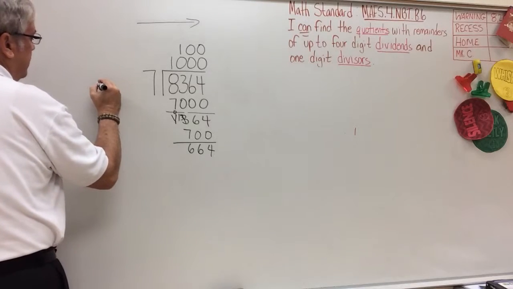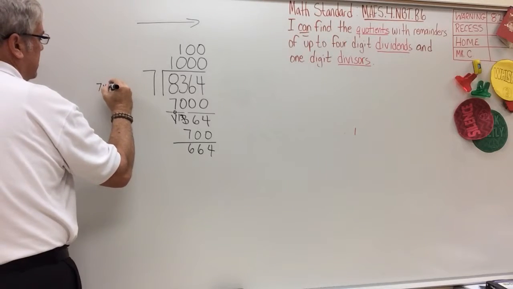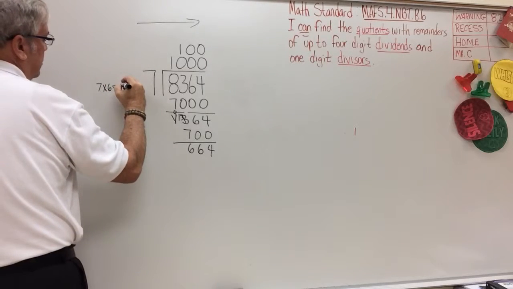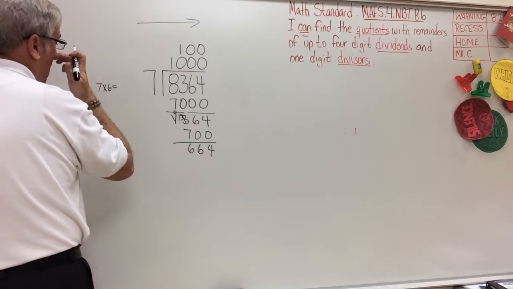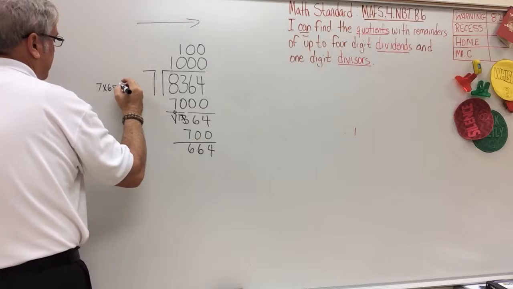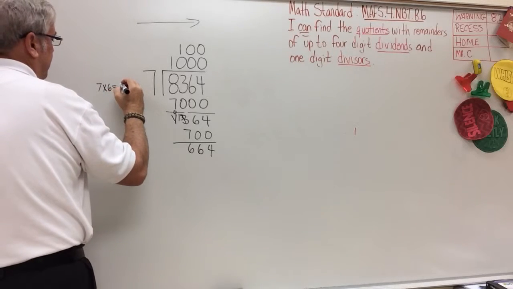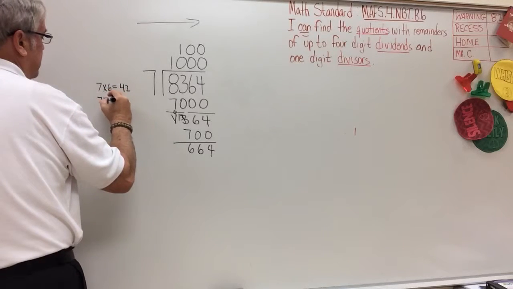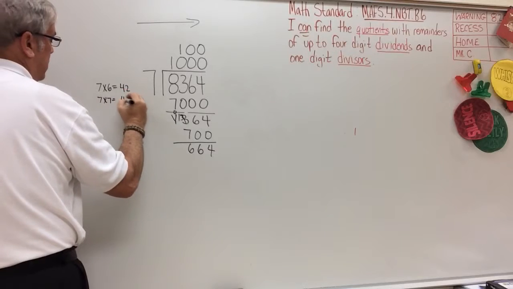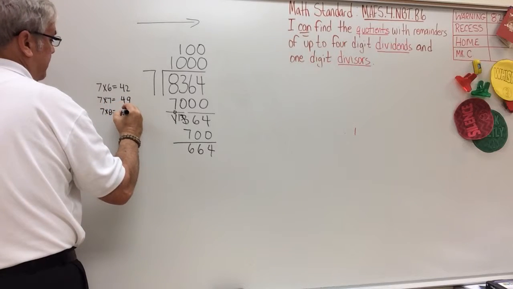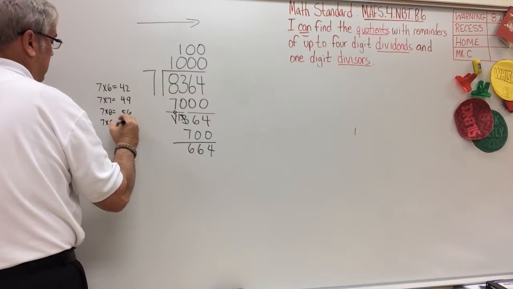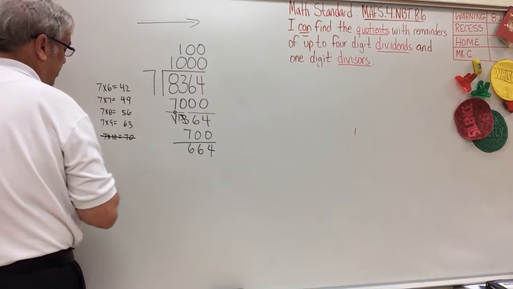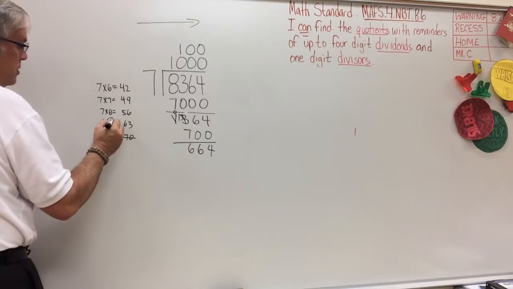Let's list our multiples of 7. We're going to start at 7 times 6 equals 42. 7 times 7 equals 49. 7 times 8 equals 56. 7 times 9 equals 63. 7 times 10 equals 70. So we've gone over. Now the multiple that we're going to use is the 9.